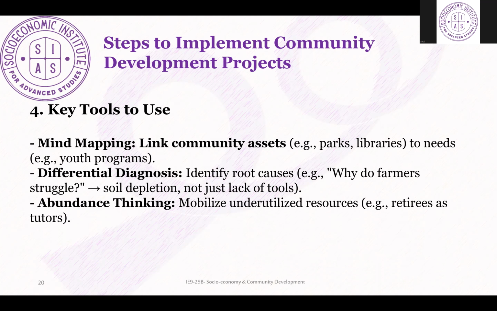We should also use abundance thinking, how we mobilize underutilized resources. For example, why don't we use retirees, whose numbers today are very high, especially in the developing countries, and make them tutors for the community, so that we minimize the learning curve and speed it up. At the same time, we can improve the quality of life of the retirees.